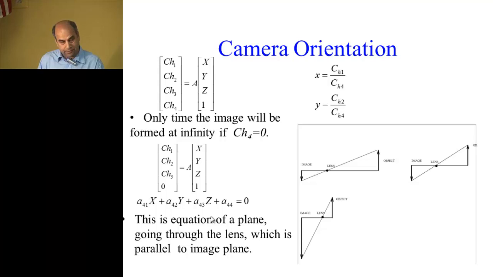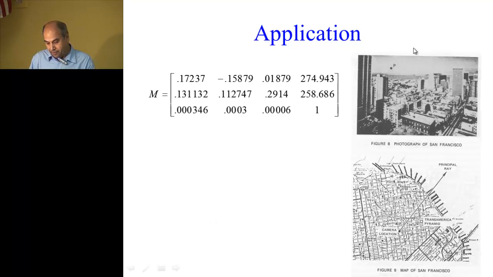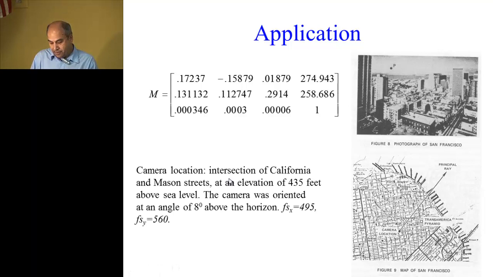Okay? So let me give you an example. Actually somebody did that in San Francisco. They did all this and found the camera matrix, which is shown here, for the San Francisco picture, which is shown here. This is a picture. And using this camera matrix, they found out that the camera was located at the intersection of California and Mason Streets. How many of you have gone to San Francisco? So there's a Mason Street, there is a California Street, so it's actually there.